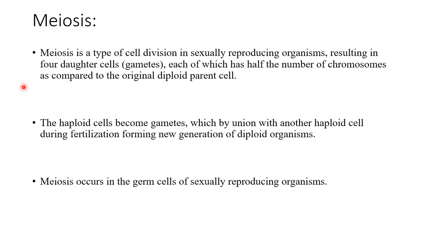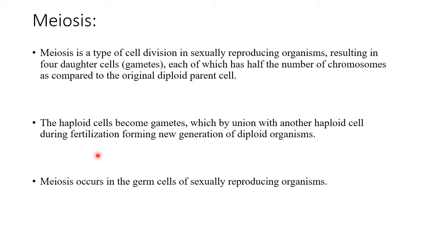As a definition, meiosis is a type of cell division in sexually reproducing organisms because meiosis occurs, as I've said, to produce gametes only and not in all body cells. It results in 4 daughter cells called gametes, each of which has half the number of chromosomes as compared to the original diploid cell. Diploid means it has 46, but the gametes are haploid, they have 23. The haploid cells become gametes, which by union with another haploid cell will give the new generation of diploid organisms by a process called fertilization.